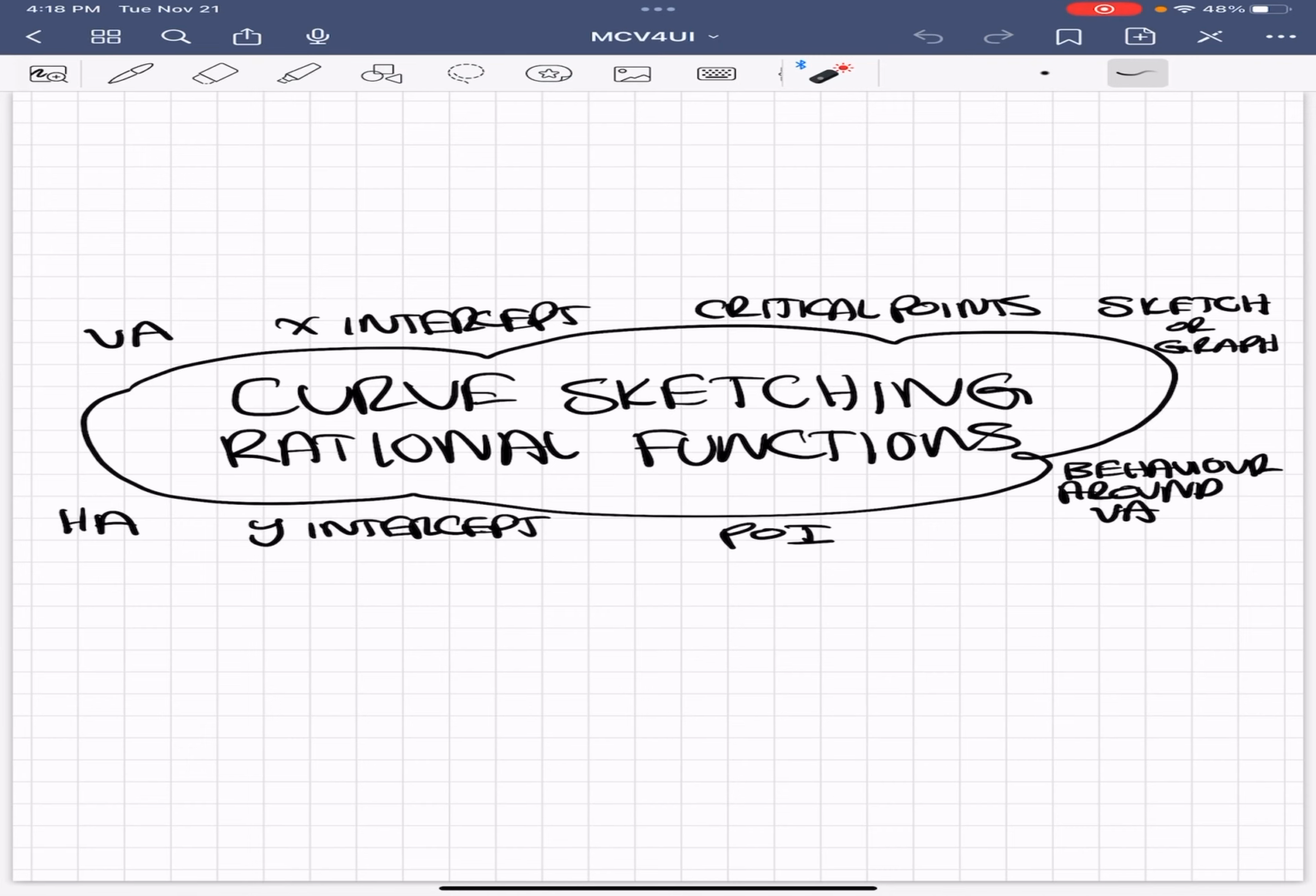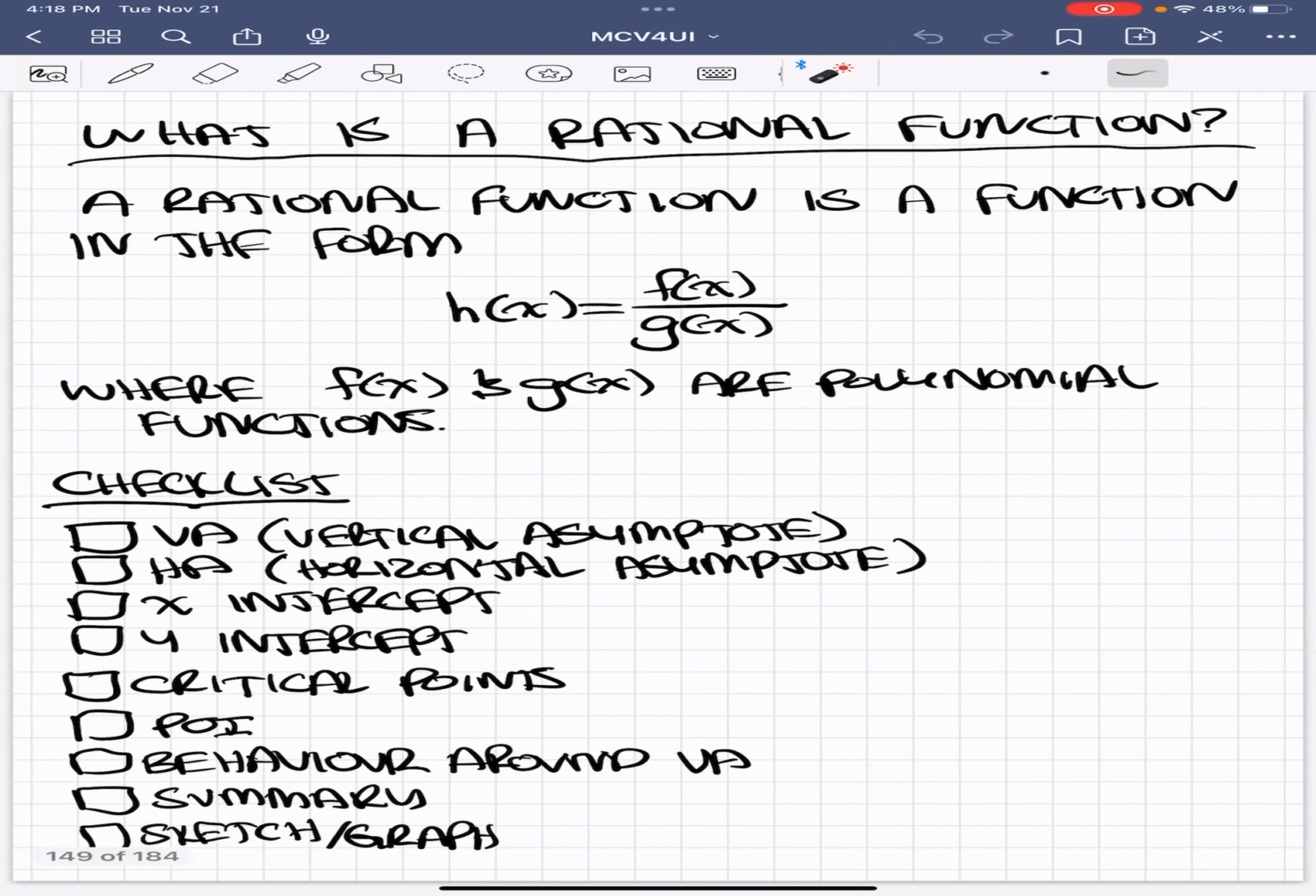rational functions. So a rational function is a function in the form h of x equals f of x over g of x, where f of x and g of x are polynomial functions. Here's our checklist right here. As we can see, we have vertical asymptotes, horizontal asymptotes, x-intercepts, y-intercepts, critical points, POI, behavior on VA, summary, and sketch.